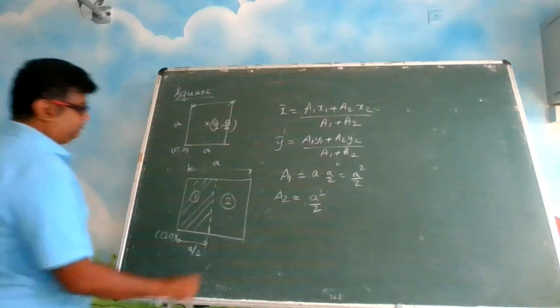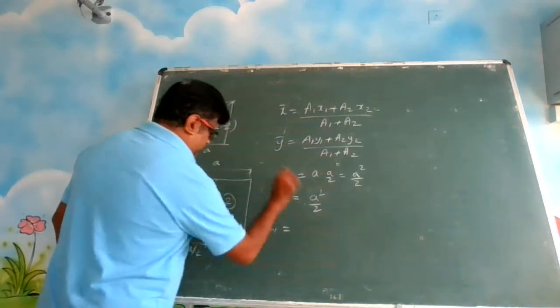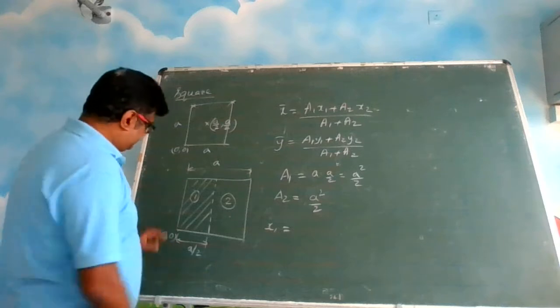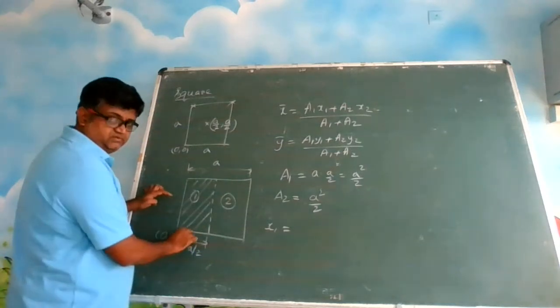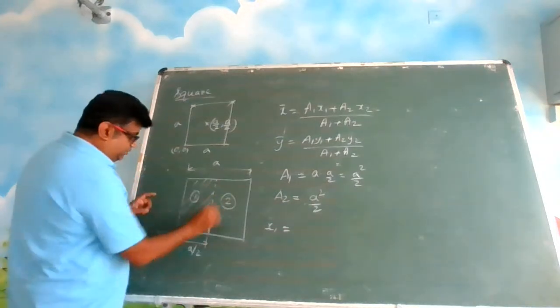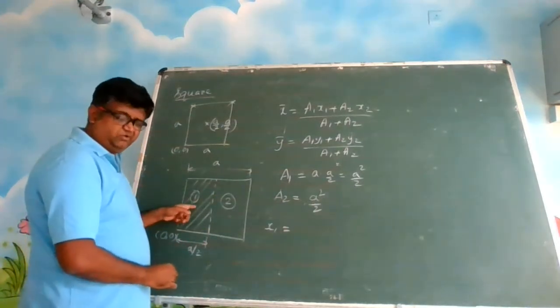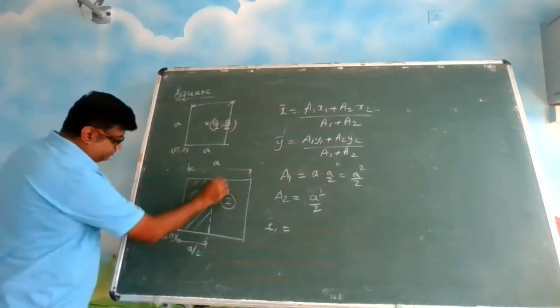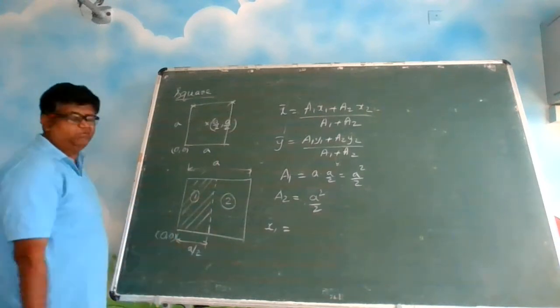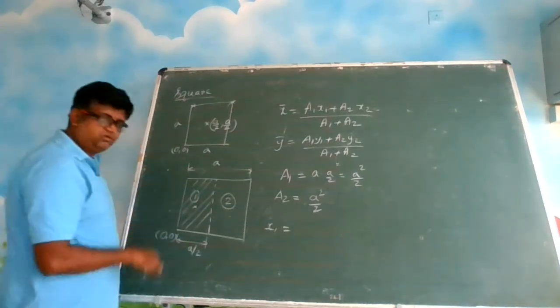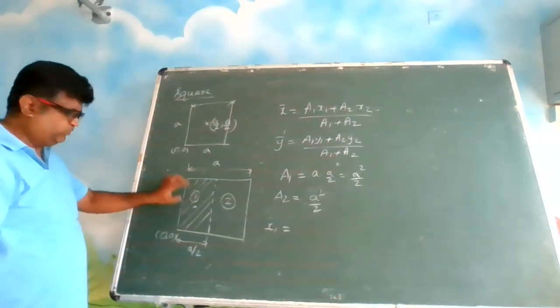Alright? Now we have to find out x1. Listen carefully. x1 means what? This is my first area. Its centroid. It will also have a centroid, and that will also have an x and a y. So its x coordinate. Whose x coordinate? Of area 1. Alright? So where will its center be? It will be here.